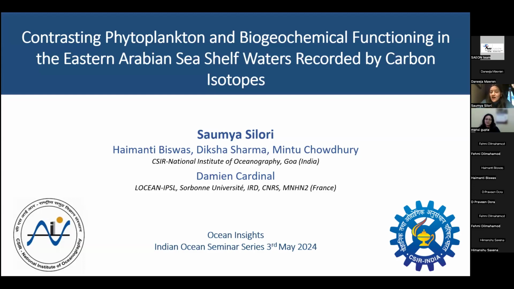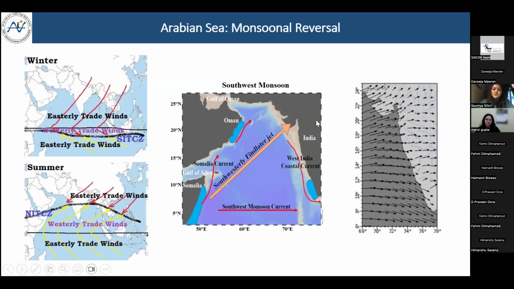And here we looked at how the biogeochemical functioning influences the carbon isotopic signature of the particulate organic carbon, which has not been looked at before in this region. So I'll begin with a brief introduction to the monsoons that are characteristic of this region.